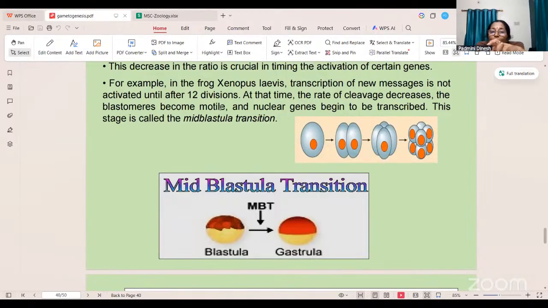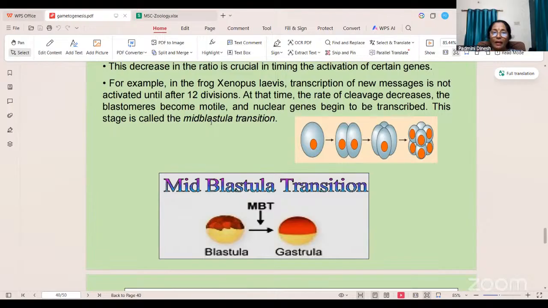What is motile? They can move. The movement occurs in these cells. That is, they have to move from one place to another. Why? Because each cell that has divided is destined to form one part of a tissue, and that tissue becomes an organ. So this movement starts only after the 12th division, in Xenopus, that is a frog. Each species has its own different timing.